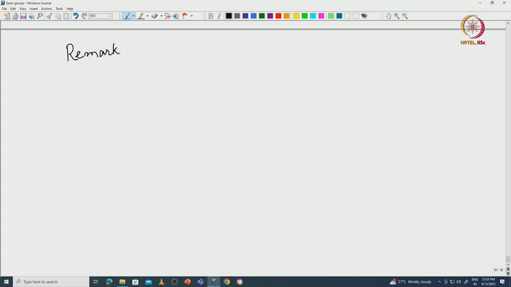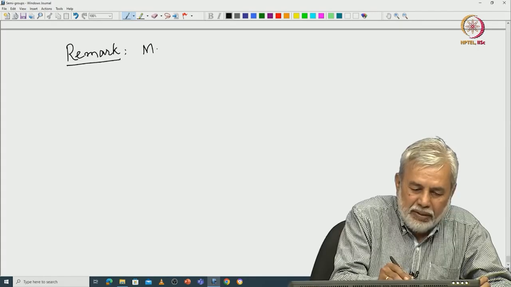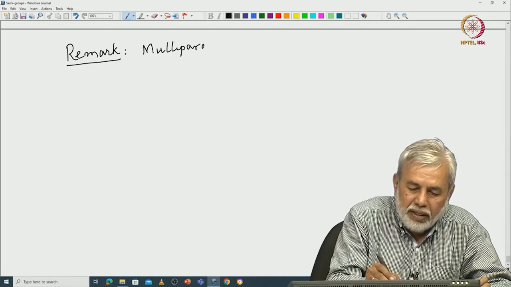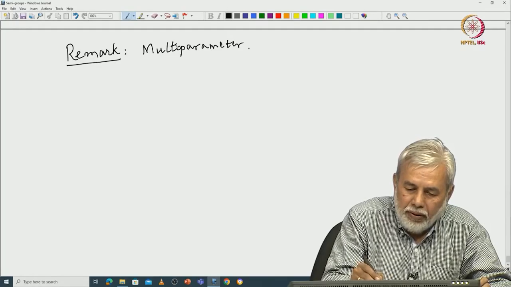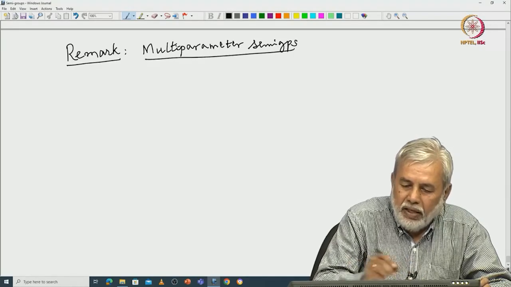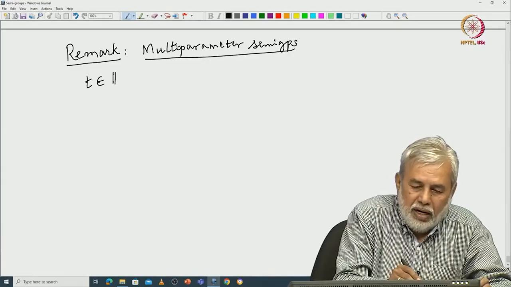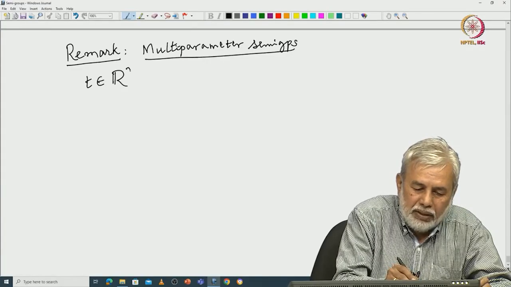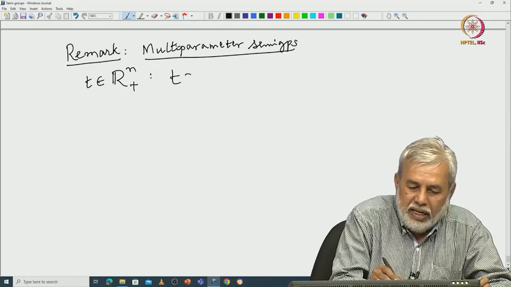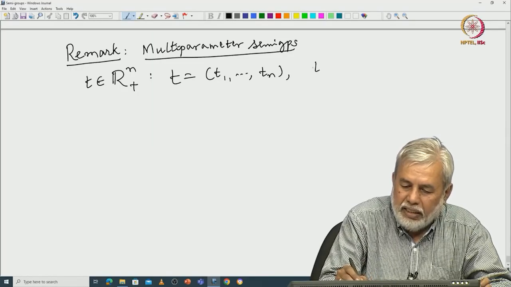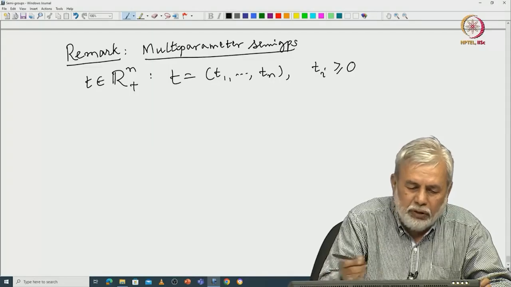said in the beginning. Okay, so this multi-parameter semigroup, and similarly multi-parameter groups. This is not a very difficult idea. So now this T is in R^n plus. So this T is (T1, T2, ..., Tn), and each Ti is non-negative. Okay, so same definition.